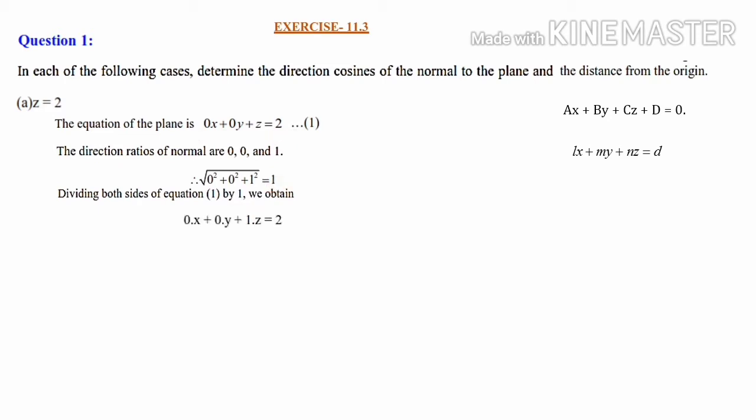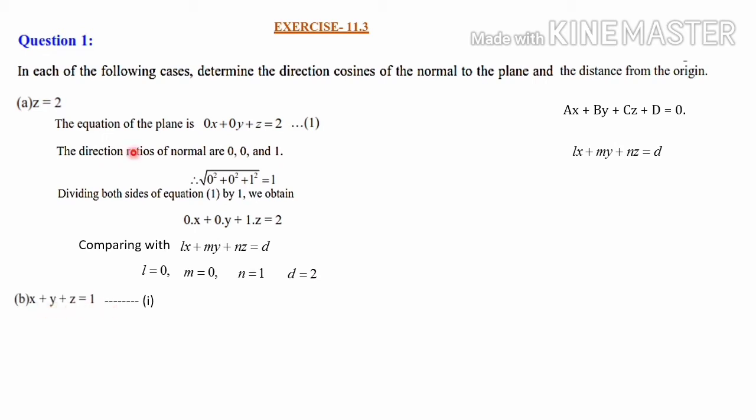Then we will get 0 by 1 is 0, so 0 into x. Again here 0 by 1 is 0, 0 into y. Then here 1 by 1 is 1, so 1 into z is equal to 2. This one is similar to Lx plus My plus Nz is equal to d, because we have already divided with this quantity. Then we have to compare this with Lx plus My plus Nz is equal to d. We will get L is equal to 0, M is equal to 0, N is equal to 1 and D is equal to 2.